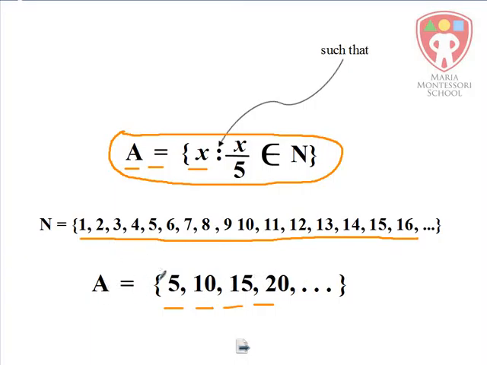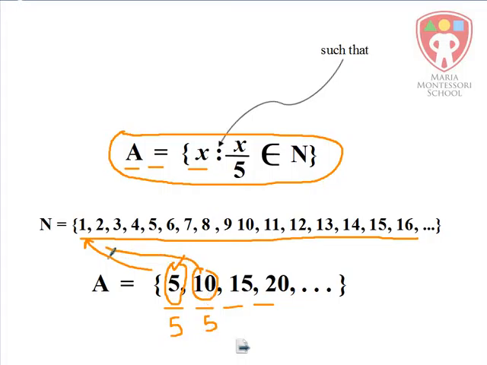So for example, if we have a number in set A, take the 5, it's telling us that we must divide the 5 by 5. When we get the answer, it must be found within this set of natural numbers. So for example, 5 divided by 5 equals 1, which is in the set of natural numbers. So 5 is allowed to be here. Take the 10. 10 divided by 5 gives us 2.